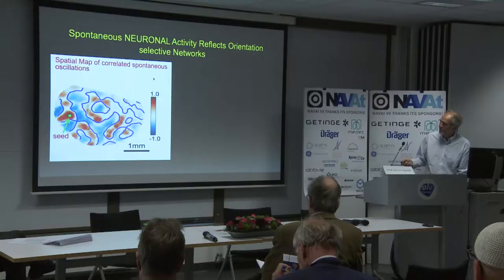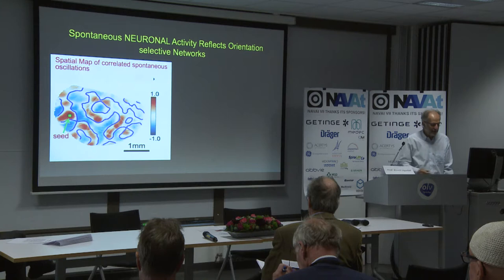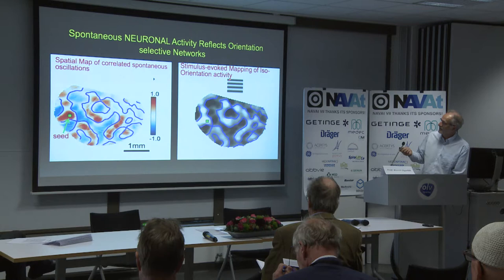Now if you take a particular region, let's say right here, a seed, and generate a map of correlation, so where do those fluctuations in space correlate with the seed? The blue ones are not correlated. These areas in red have very high correlation, so they are fluctuating together. It turns out those are so-called orientation domains in the visual cortex. There are patches of cells at the sub-millimeter scale, you can see the millimeter scale here, that respond to particular orientations. When you change the orientation, the map changes as well. These are orientation domains, but you can prove it very easily by doing stimulus-evoked mapping, and as you can see, there's a match.